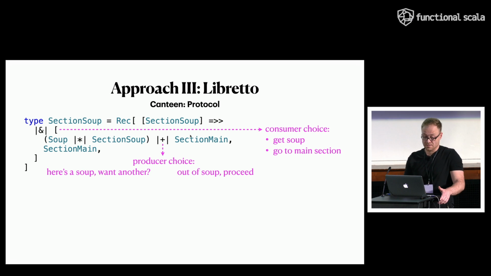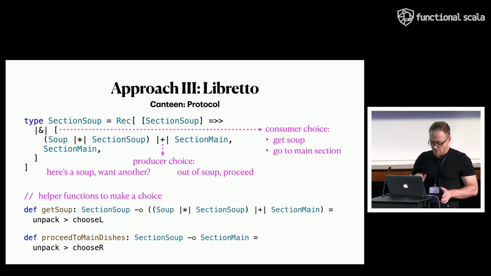Libretto has built-in functions to work with all these types, like producer choice, consumer choice, recursive types. But we can define some helper functions with more friendly names. To get soup, we just unpack one level of recursive definition and choose the left side. To proceed to main dishes, we unpack one level of recursive definition and choose the right side. Here I'm using some point-free notation for composing functions, not using the lambda that we saw before.